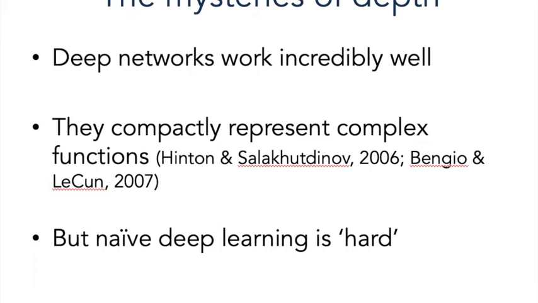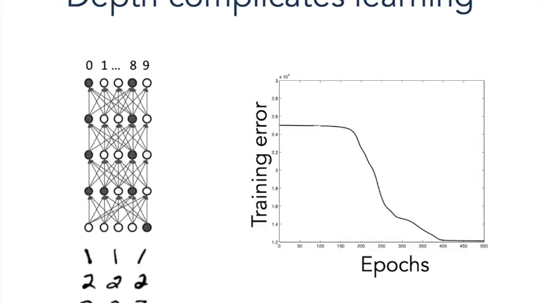And so just as a simple example, here's a 5-layer network. It's learning to recognize handwritten digits. And you can see that it starts off with some training error and apparently does nothing at all for the first 150 epochs before it starts getting better. And the trajectory is quite nonlinear. So we'd like to understand that whole trajectory and why that occurs.